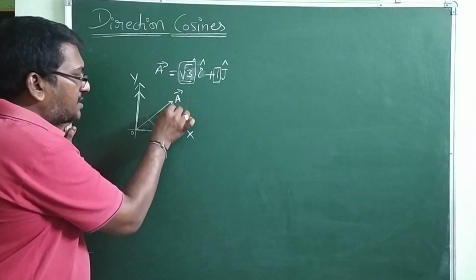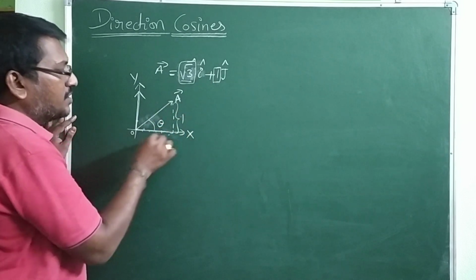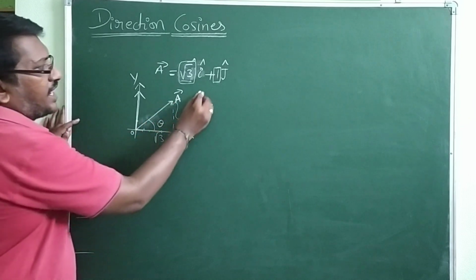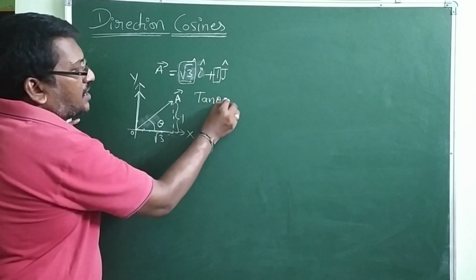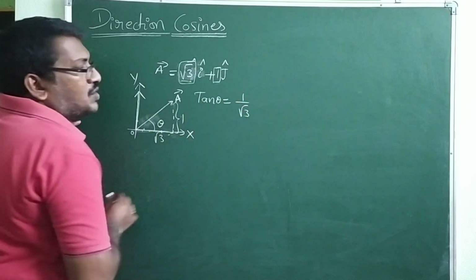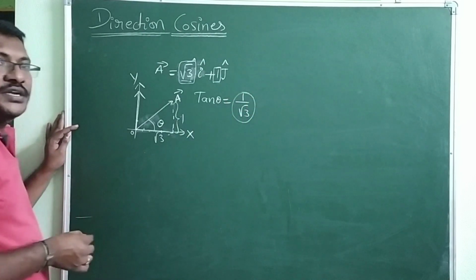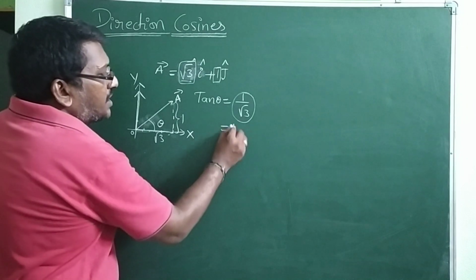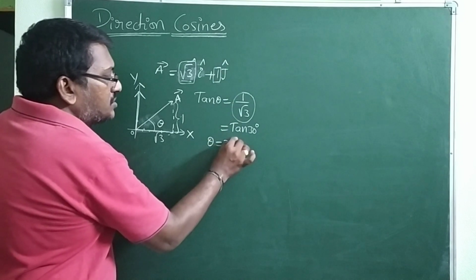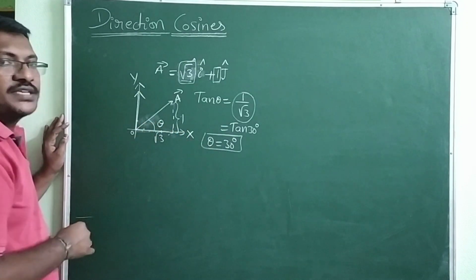That is the direction of the vector. From this you can write the x component and y component. This is the y component, what is that value? 1. The x component, what is that value? Root 3. So from this triangle, tan theta is equal to opposite by adjacent, that means 1 by root 3. We know 1 by root 3 is tan 30 degrees. So we get theta is equal to 30 degrees. That means this vector makes an angle of 30 degrees with the x-axis.